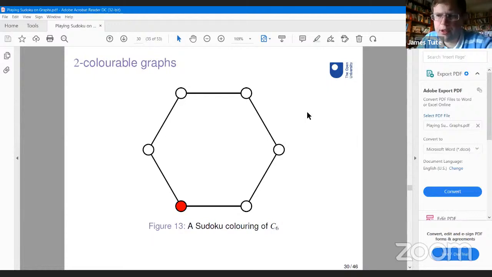So if I start by painting one vertex red, I know that it can't have any red neighbors, so I've got to fill in the next one blue. And then because it can't have any blue neighbors, I've got to fill in the next one red, blue, red, blue. So if I start from just one vertex here, paint that red, there's only one way I can complete it. So in fact, the Sudoku number of this graph is 1.